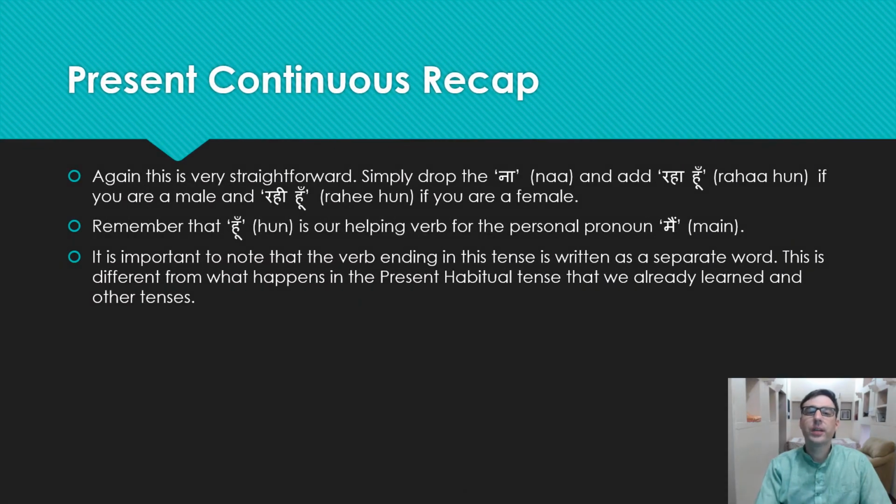So again, this is very straightforward. We're simply dropping the na. We're adding raha hoon if we are male, and we're adding rahi hoon if we are female. Now remember that hoon is our helping verb for the personal pronoun main. So main is always going to have hoon, which agrees with it. It's important to note that the verb ending in this tense is written as a separate word. I mentioned that both times we went through the flowchart. And this is different from what happens in the present habitual tense that we already learned. And it's also different than what happens in other tenses as well.